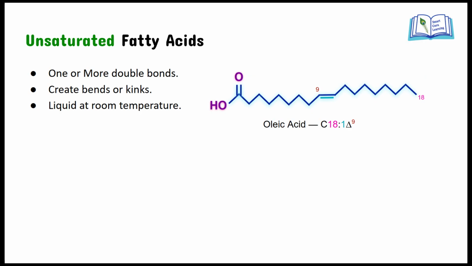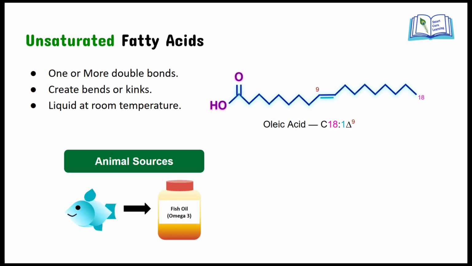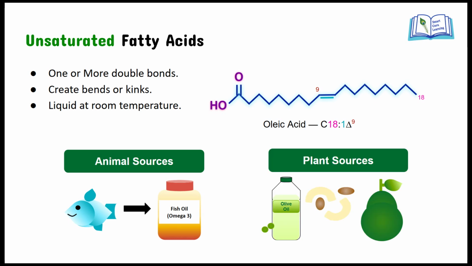Animal sources of unsaturated fatty acids are fish or omega-3. The plant sources of unsaturated fatty acids are vegetable oils like olive oil, sunflower oil, nuts, seeds, and avocados.